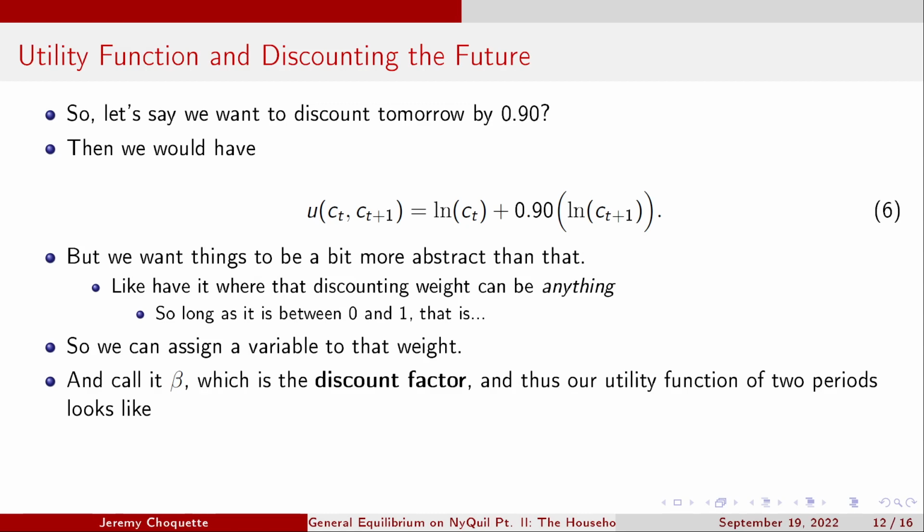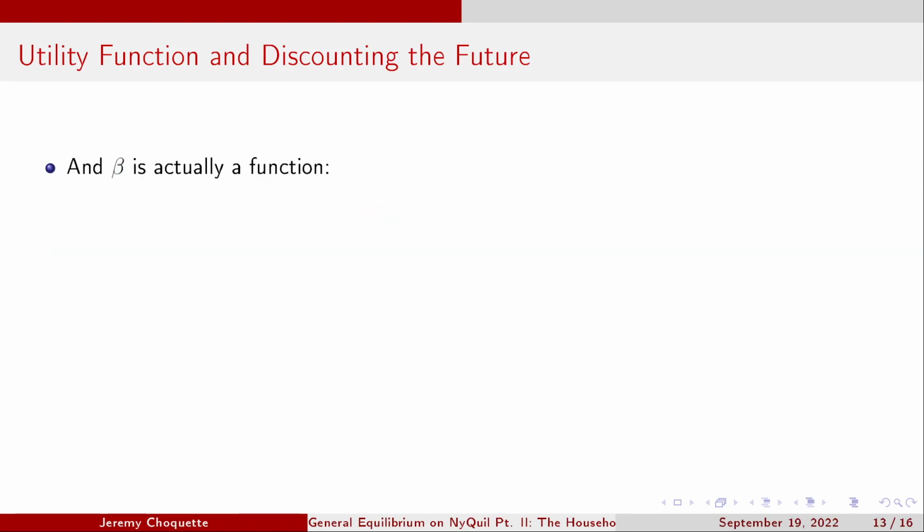And our utility function of 2 periods in this case is going to look like this. So I've got the natural log of CT, which is today's consumption, or today's utility of consumption, plus tomorrow's, which is the natural log of CT plus 1 times beta, where beta can be anything in between 0 and 1, inclusive. So it can be 0, it can also be 1.